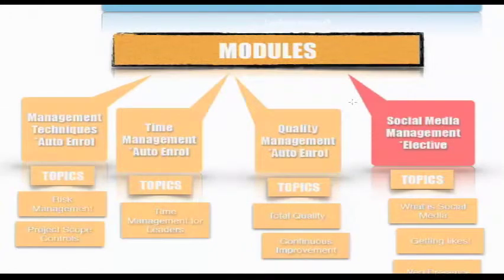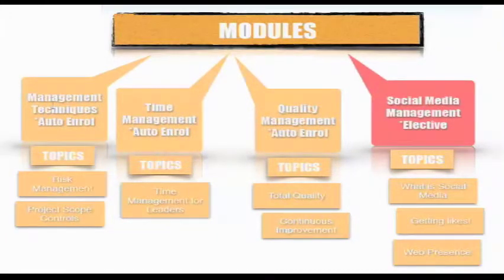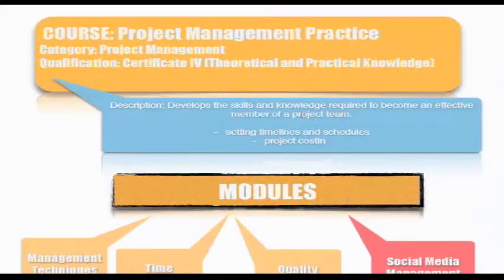Now onto the modules, I have 4 modules for this one, wherein 3 of which are auto-enroll and 1 is an elective. And underneath those modules are the topics, so you will see it in here. So basically, if you have this framework, everything is going to be smooth and easy as you're filling up and completing the form. So let's go back to the system.